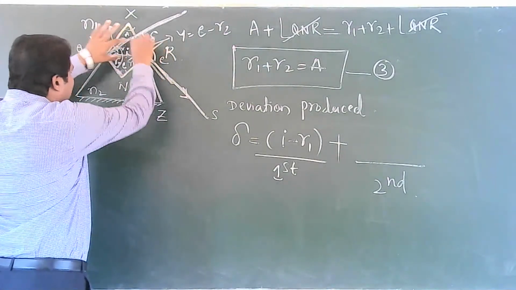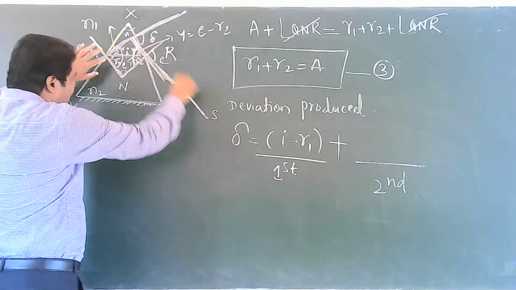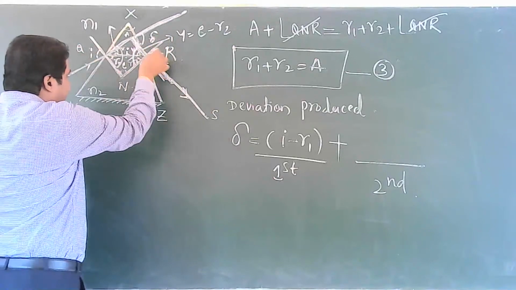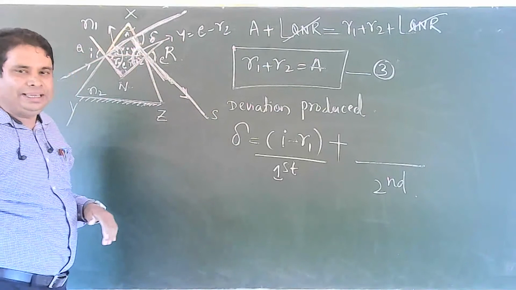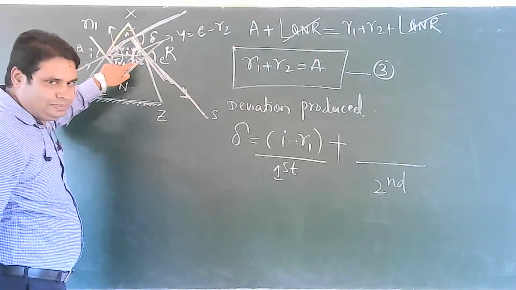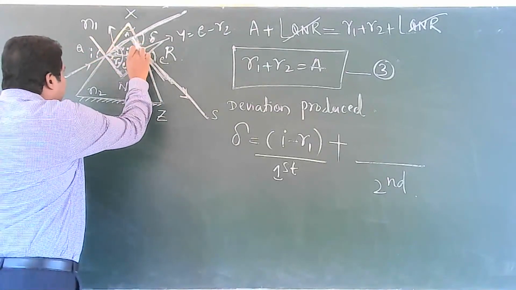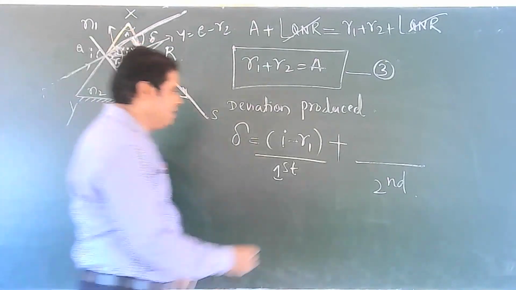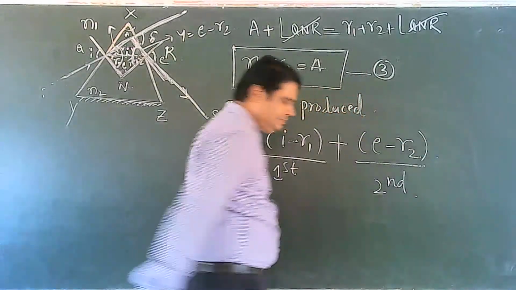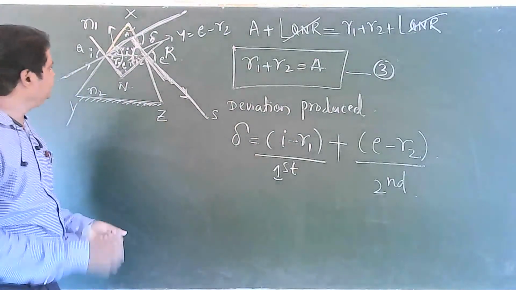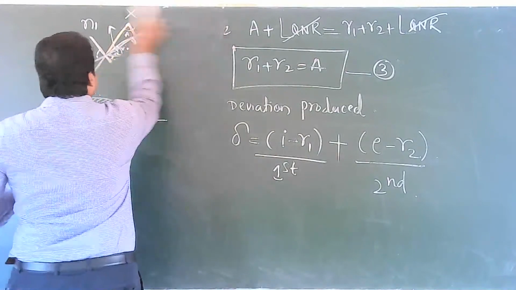See, this is E. This is the refracted ray. This is normal. This is E, vertically opposite angle. This is also E. But already here we have R2. So this angle will be E minus R2. Correct?